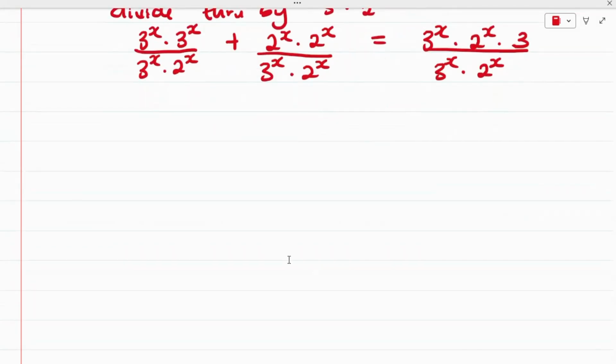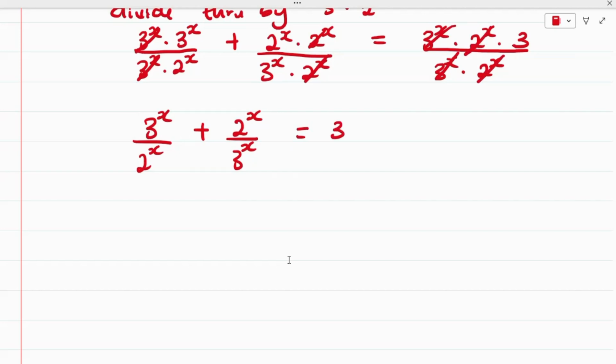So from here we have that this is going to cancel out this, so we have 3 raised to the power of x divided by 2 raised to the power of x, plus this is going to cancel out this, so we have 2 raised to the power of x divided by 3 raised to the power of x, and this is equal to, this will cancel out this and this will cancel out this, so we have this to be equal to what? 3.